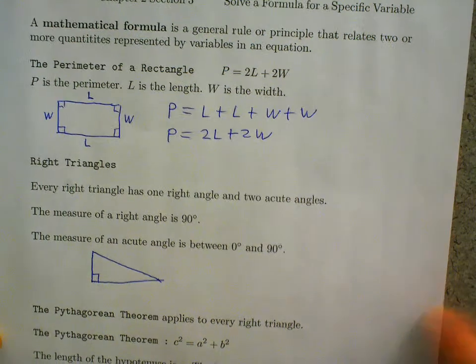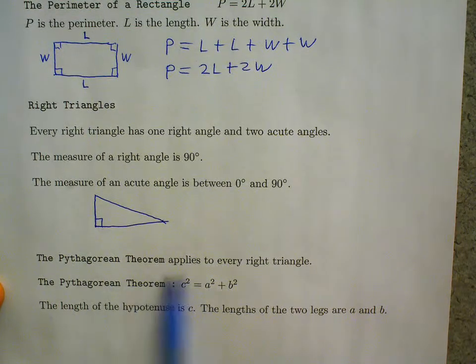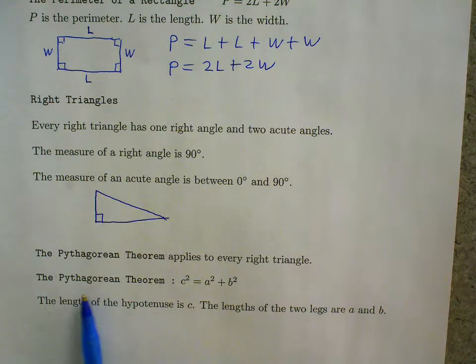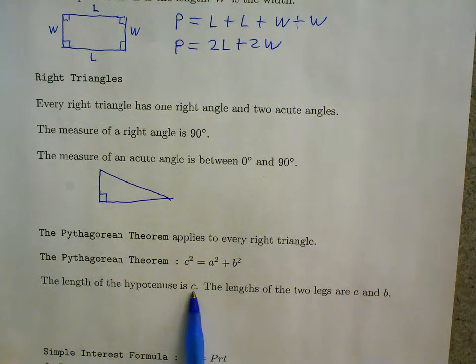A very famous theorem regarding right triangles is the Pythagorean Theorem. So this is a formula to memorize or to know. The Pythagorean Theorem says c squared equals a squared plus b squared. In this formula, c represents the length of the hypotenuse, and the lengths of the two legs are a and b.